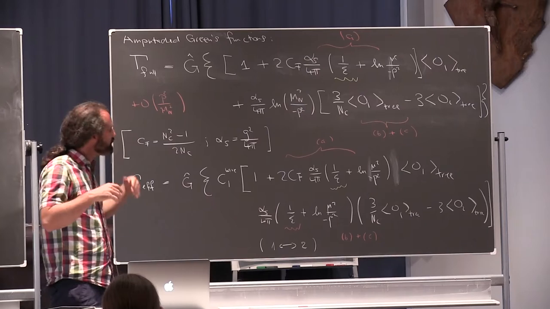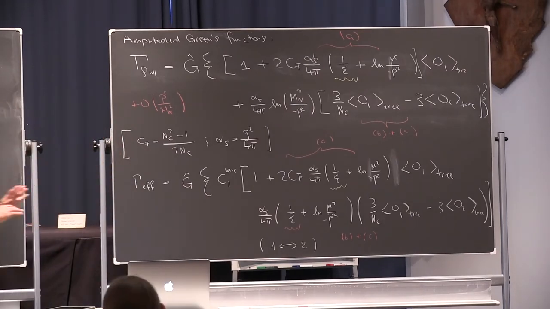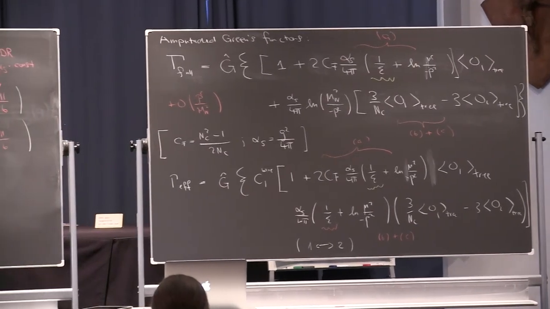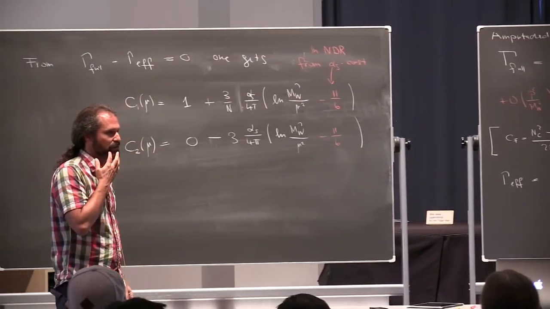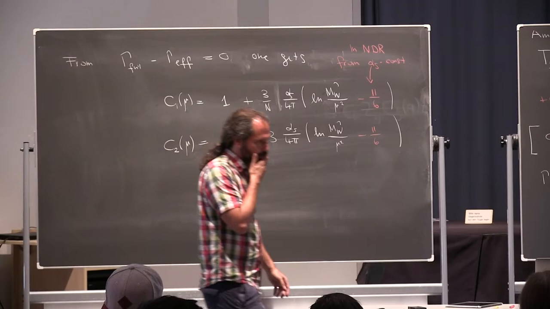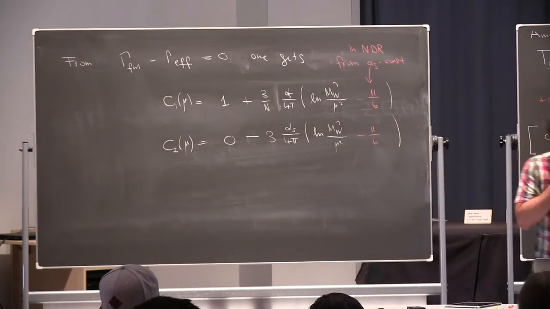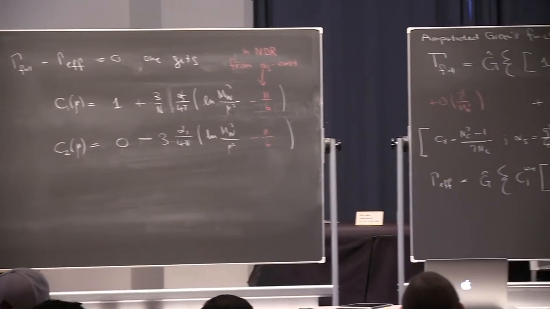So you really can do it. You can set this p squared equal to 0, compute only the full theory diagram in this simplest kinematic situation, and subtract and get this. I mean, that's one important feature of this matching.